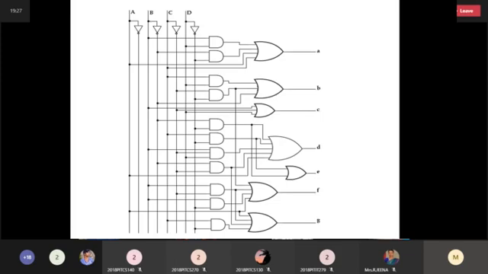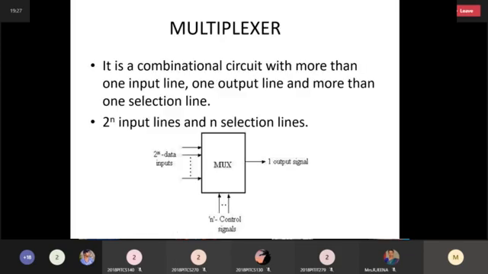You already know. Next is the multiplexer. Decoder over. Have you understood? Anybody have any doubt? It is very simple, the decoder. Okay, next is the multiplexer.